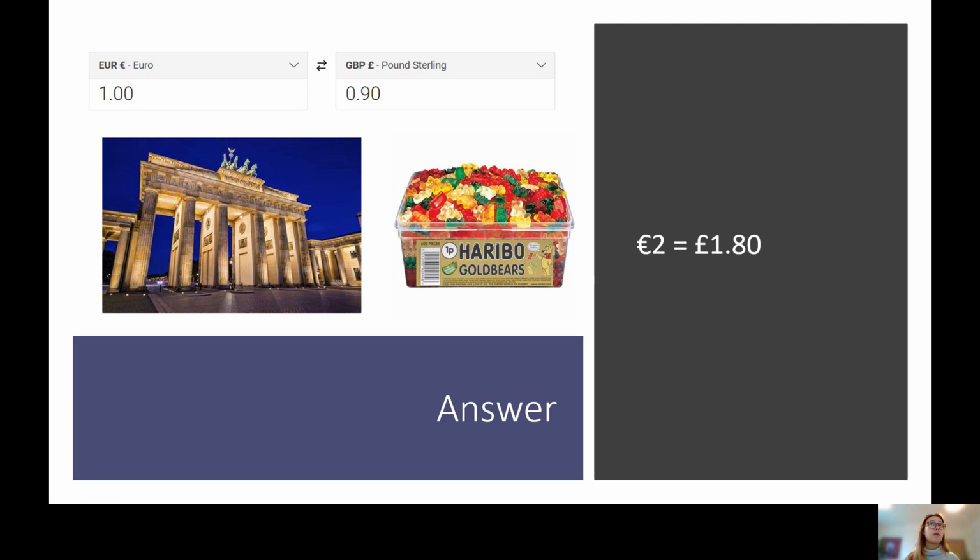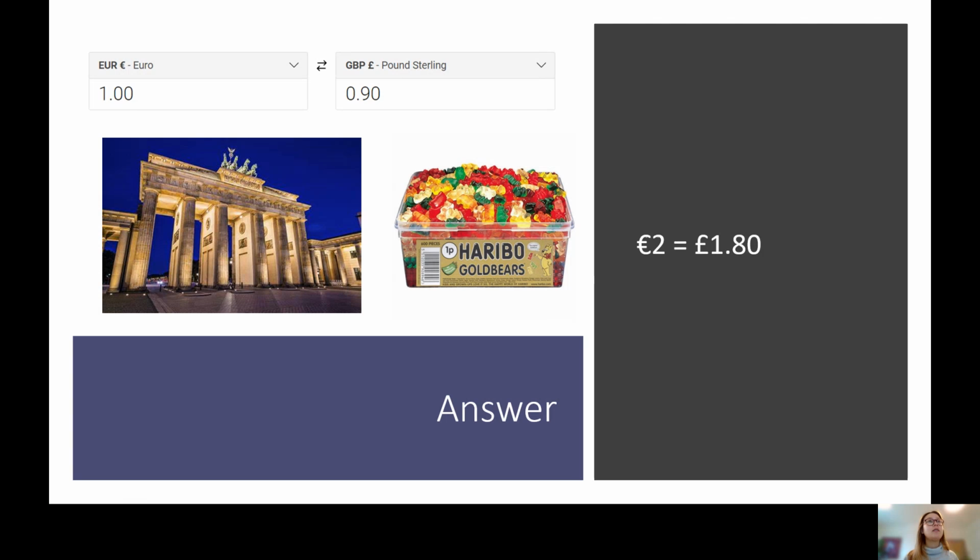Well, €1 times 2 gives us €2. So we do the same thing to our pounds, just like in fractions. 90p times 2 gives us £1.80. And there is our answer.